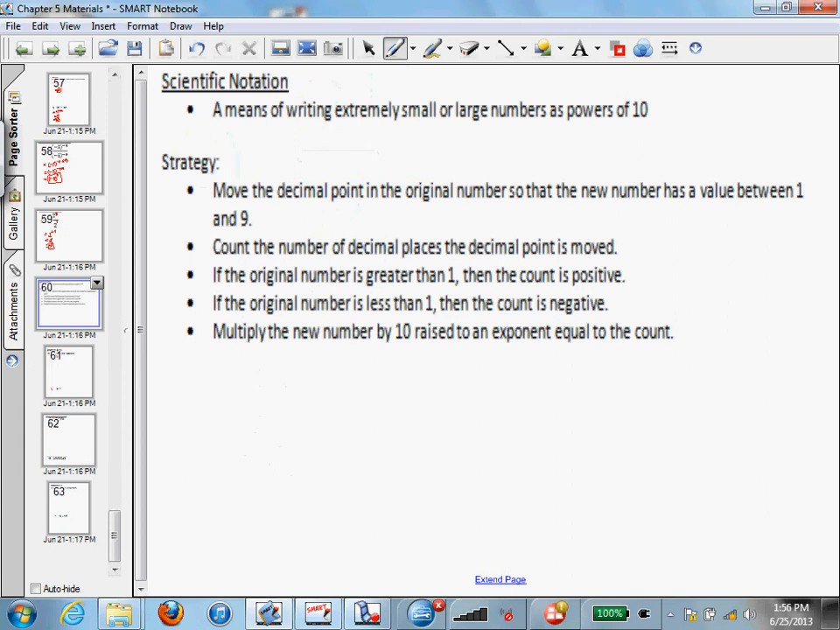Our final topic for chapter 5 includes scientific notation. It's writing really small or really large numbers in powers of 10. Here are a set of strategies you can look at.